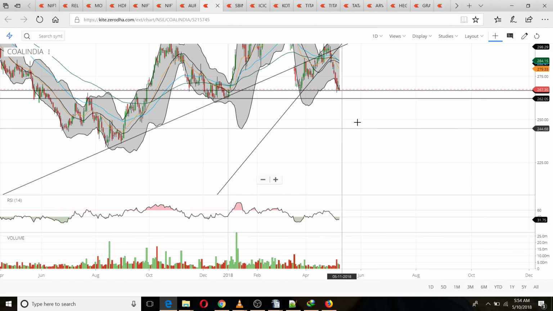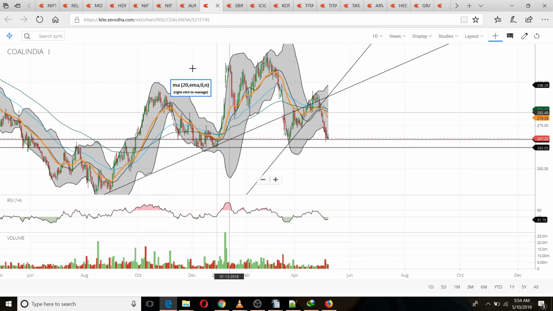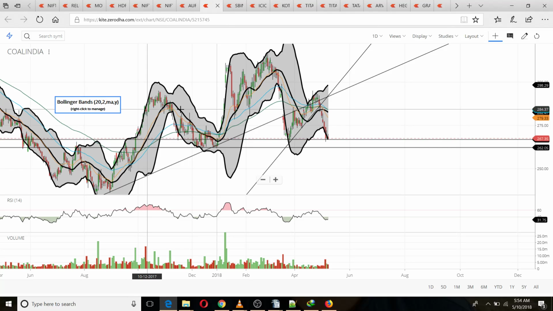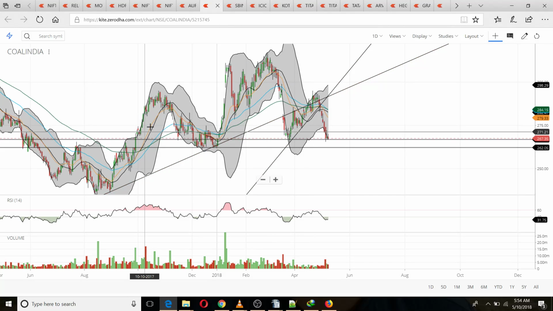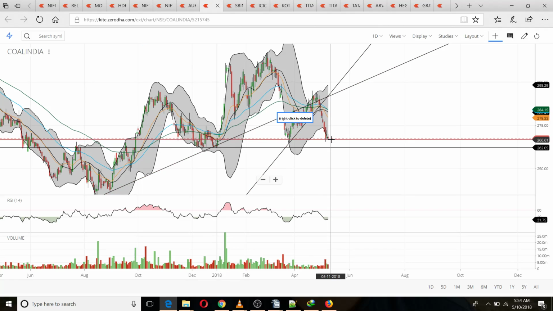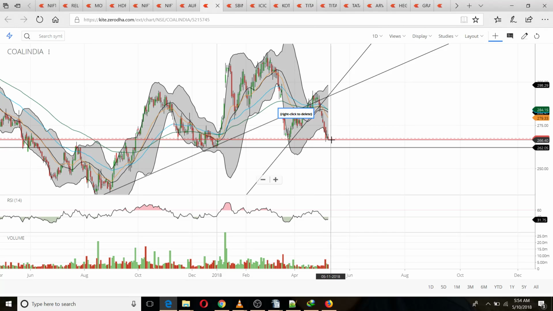Now what is important here is, if you look at this part of the chart, this part is the left shoulder, this is the head, and this is the right shoulder. So left shoulder, then head, and this is the right shoulder. Now I'm expecting it to go down at least till 250 levels, but that will only happen if we break out of this range, that is 260 levels.